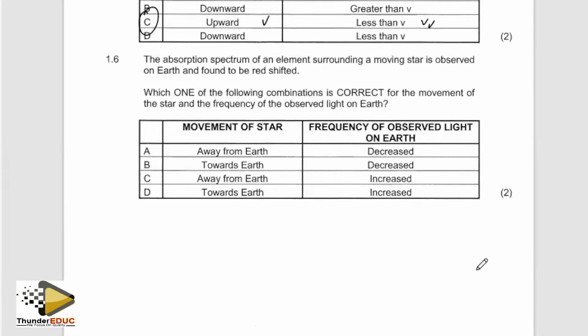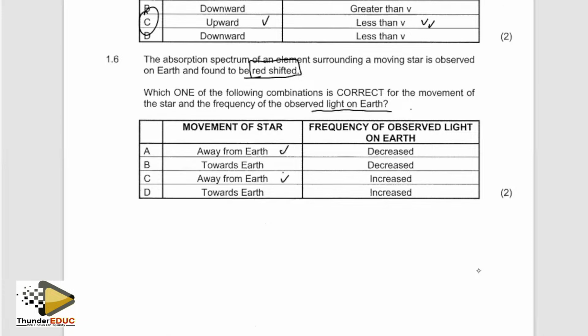1.6. They're telling us the absorption spectrum of an element surrounding a moving star is observed on Earth and found to be red shifted. Which one of the following combinations is correct for the movement of the star and the frequency of the observed light on Earth? Now, for as long as the spectrum that is observed is redshifted, what must come into our minds is that the star should be moving away. So we have option A and option C.